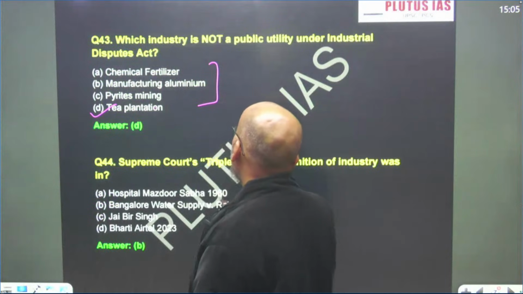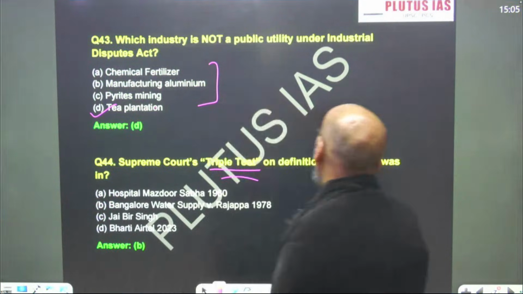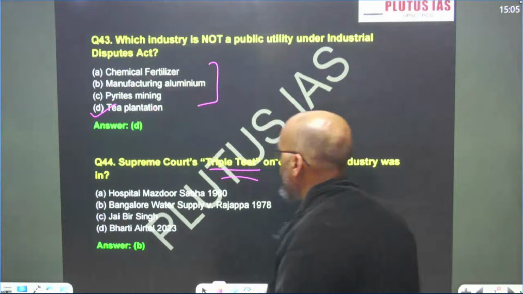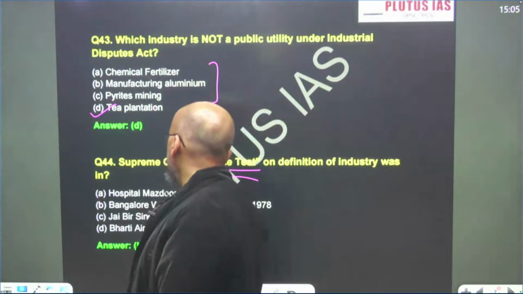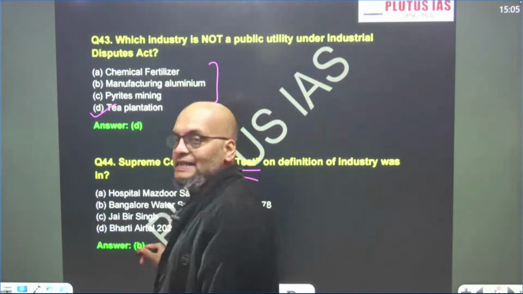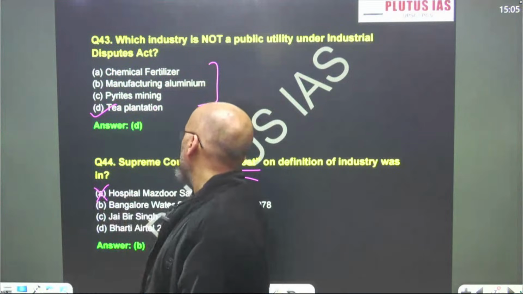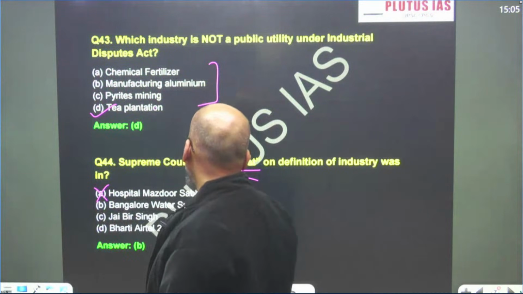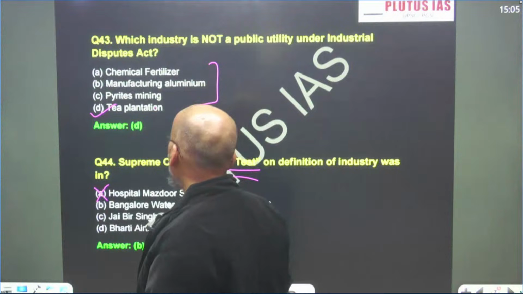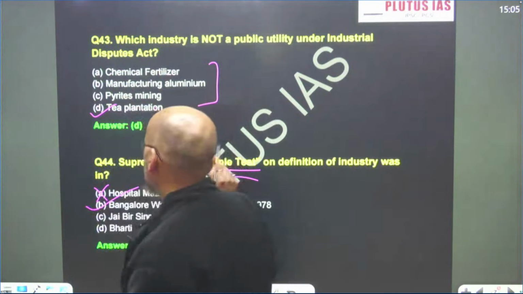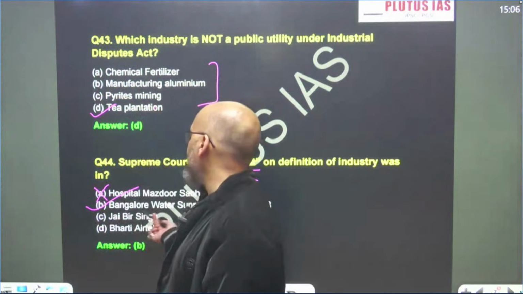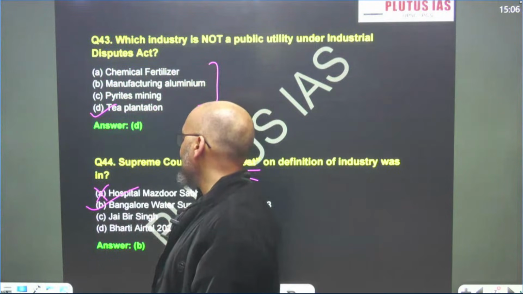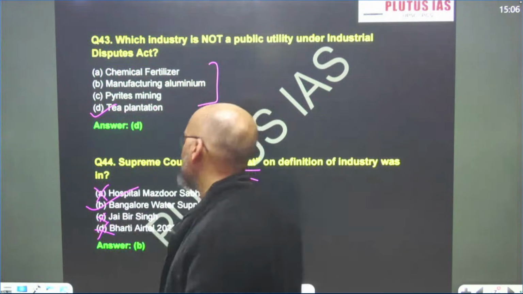Question 44. Supreme Court's triple test on the definition of industry was in Hospital Mazdoor Sabha of 1960? No. Bangalore Water Supply versus Rajappa 1978? Yes, this option is correct. C is Jai Bir Singh. D is Bharti Airtel. These are incorrect. Okay, guys.